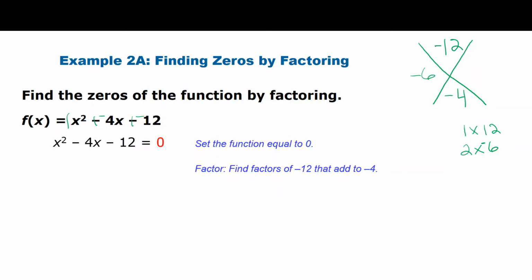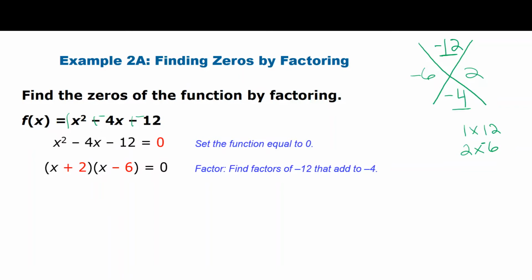So I always go ahead and write it up here just to check. Negative 6 times 2 is equal to negative 12, so that's a check. Negative 6 plus 2 is equal to negative 4, so that's a check. So I know that I have it right. So now I'm going to put together my equation. I'm going to factor it.